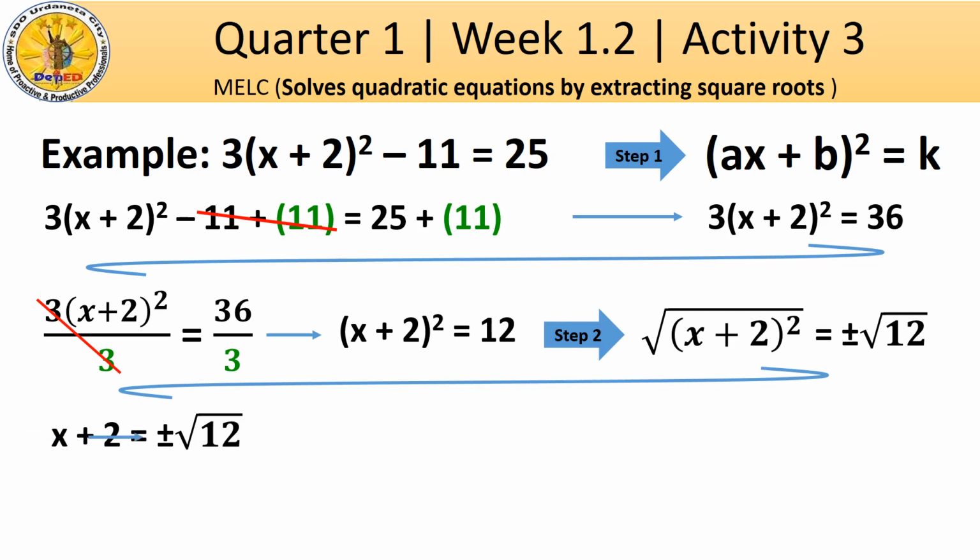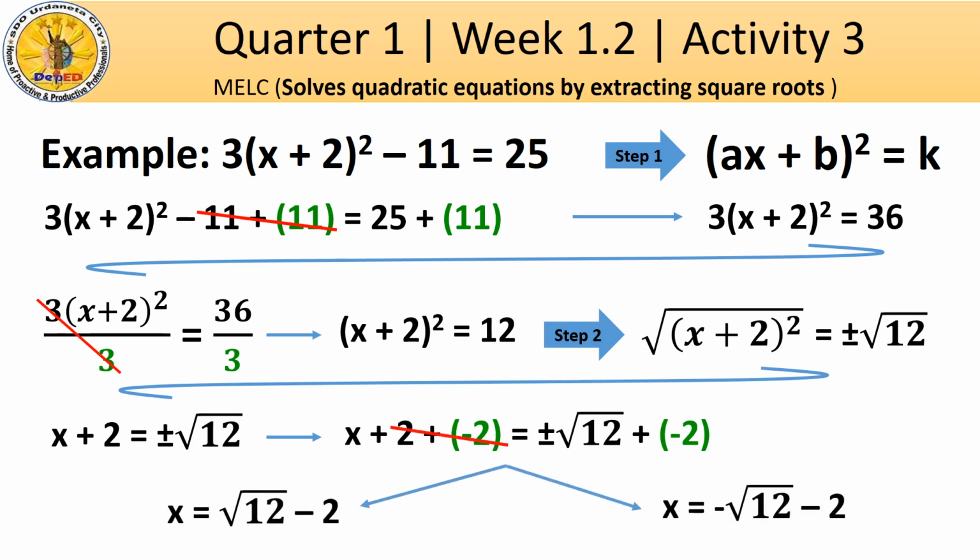And then remove the constant 2 by adding −2 on both sides of the equation. This will also result in two different equations. x is equal to √12 − 2, and x is equal to −√12 − 2. And again, since 12 is not a perfect square, this will be our final solution to the problem.